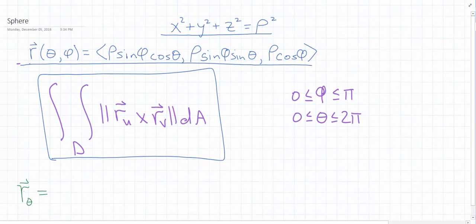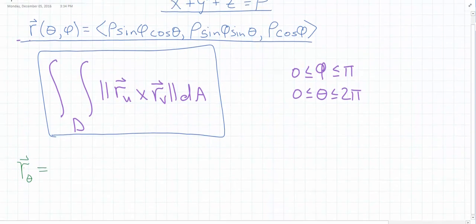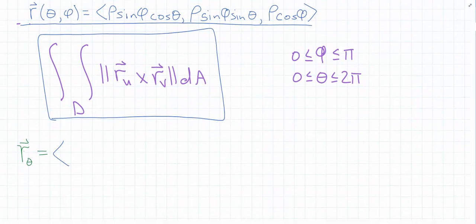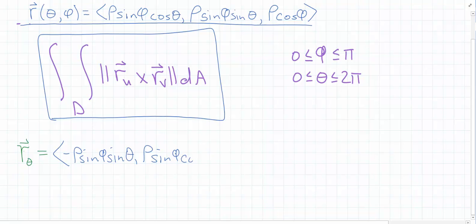I look back at my original, and the partial with respect to theta, this first one is just going to be negative rho sine phi sine theta. The cosine theta was what I had to differentiate, and it's negative sine. The next one, I have rho sine phi, and this time cosine theta, because I differentiated the sine part. And then finally on the end, it's just 0, because there's no theta in that term.